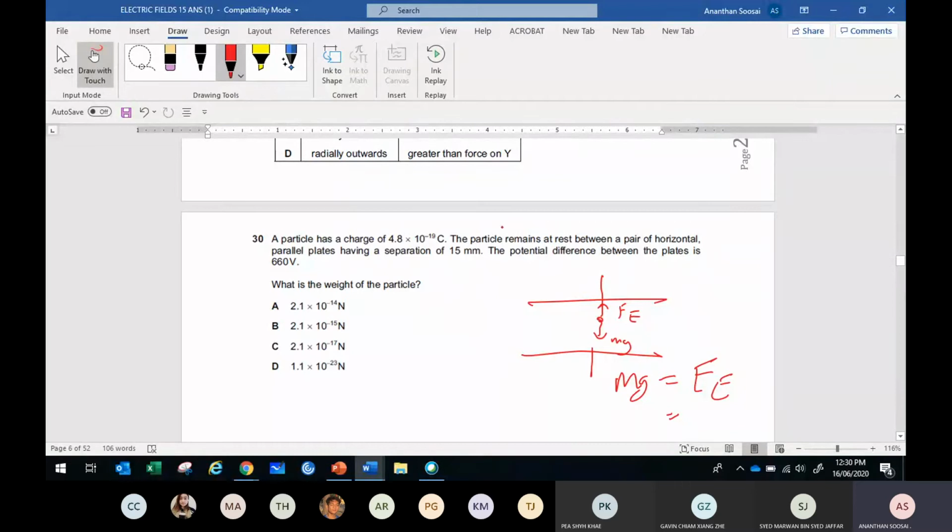So what is the force due to electric? So force due to electric, what formula? QE, right? Charge times the electric field strength, or Q times with what? V over D. V over D, yes, good, correct. The charge of the particle times the potential difference across the plate divided by the plate separation will give you the electric force, which is the same as the weight.